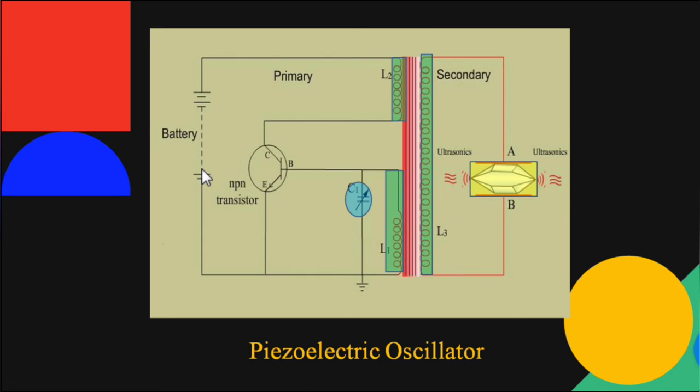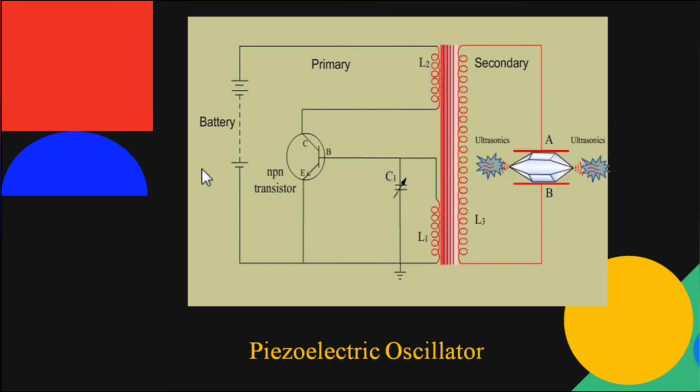Now let's see how this oscillator works. When the battery is switched on, an oscillating current is produced by the collector of the transistor. This current is passed through coil L1 and an EMF is induced in coil L2. This induced EMF is mutually induced in coil L3 due to transformer action.